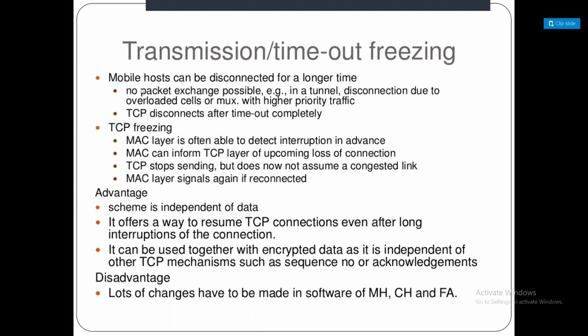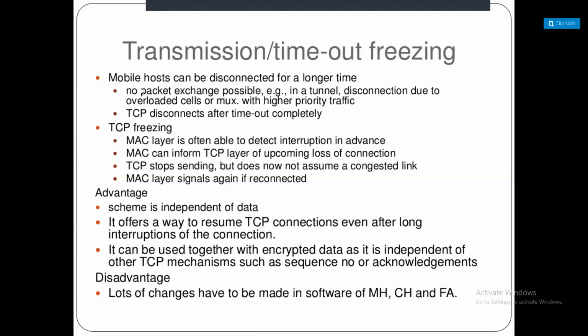Earlier, in mobile TCP, the supervisory host detects the disconnection of the mobile. Here, the MAC layer is often able to detect the interruption in advance. The MAC layer detects the connection interruption information, and after detecting this interruption, the MAC can inform the TCP layer. This MAC layer can inform the TCP layer of an upcoming loss of connection.